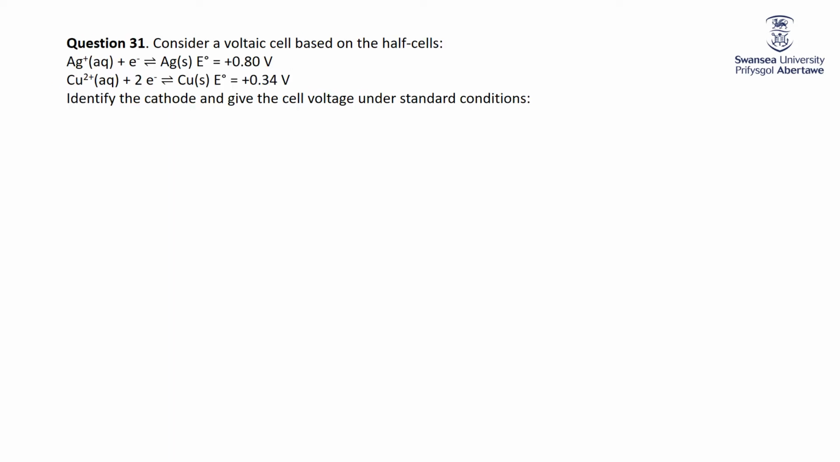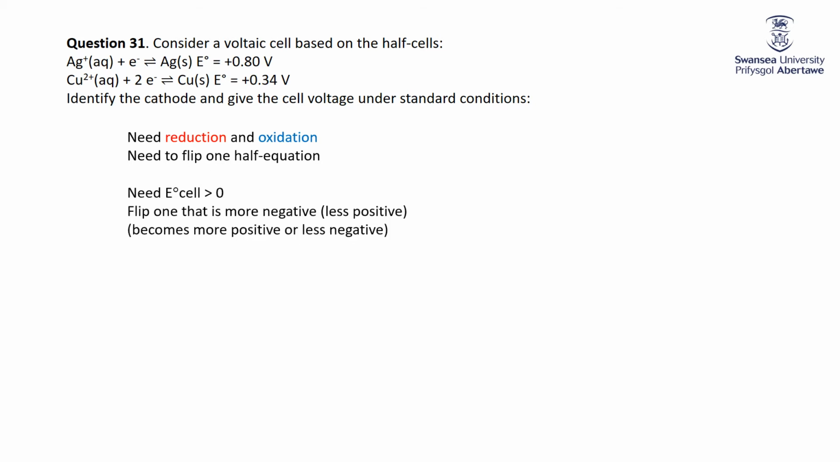So consider a voltaic cell based on the half cells. Notice both of these half cells are listed as reductions. Well, if we're going to have a voltaic cell, we need a reduction and an oxidation. So we've got to flip one of these half equations. Now we want the overall cell potential to be positive for a voltaic cell. So therefore we need to flip the one that is the more negative or the less positive. So in this case, that's the copper. So we'll be flipping the copper one and leaving the silver as it is.